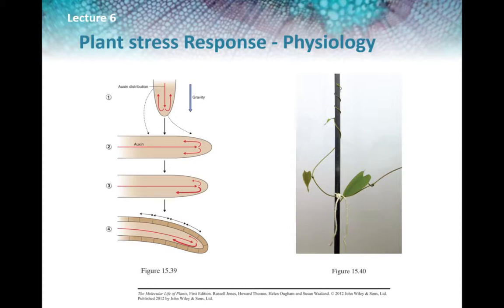Roots sense gravity through starch granule sedimentation in the amyloplasts of the root cap. The left figure shows that starch granule sedimentation affects auxin distribution, and growth is promoted on the lateral side with the less auxin concentration. Shoots and tendrils of climbing plants sense their growth direction through touch, as shown in the figure on the right. The touch sensor in thigmotropism triggers growth through calcium signaling networks.